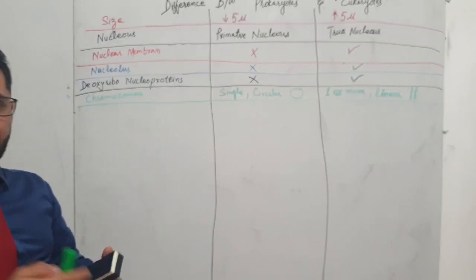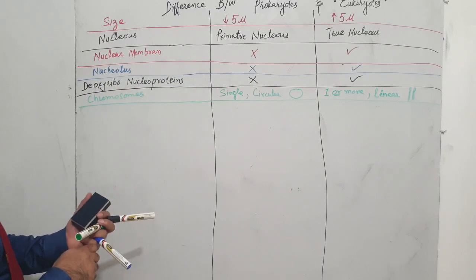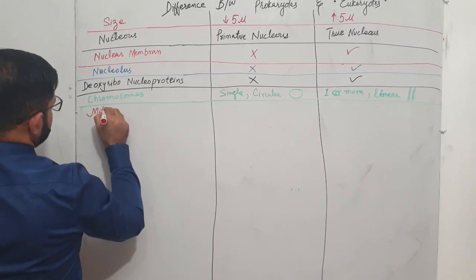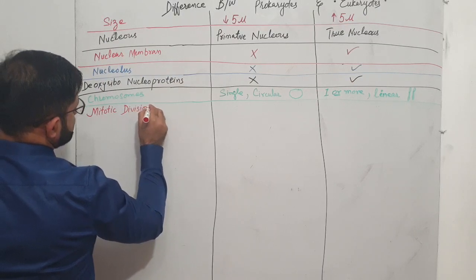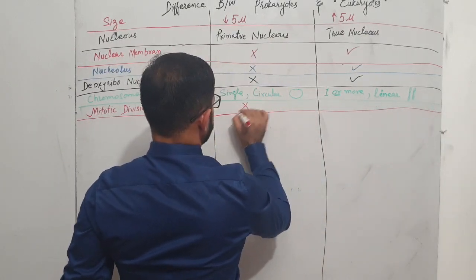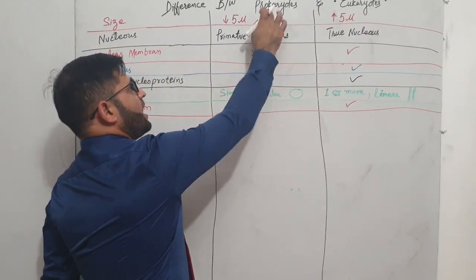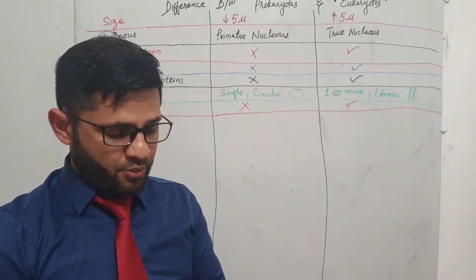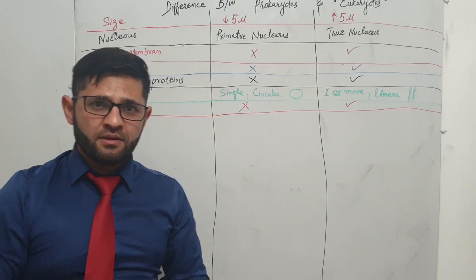Clear? Now let's discuss the mitotic division which is present in the eukaryote. The mitotic division is absent in the prokaryotic cells, while the mitotic division is present in the eukaryotic cells. How will the prokaryotic cells divide? By binary fission. By the process of binary fission, prokaryotic cells will multiply and divide their cells.